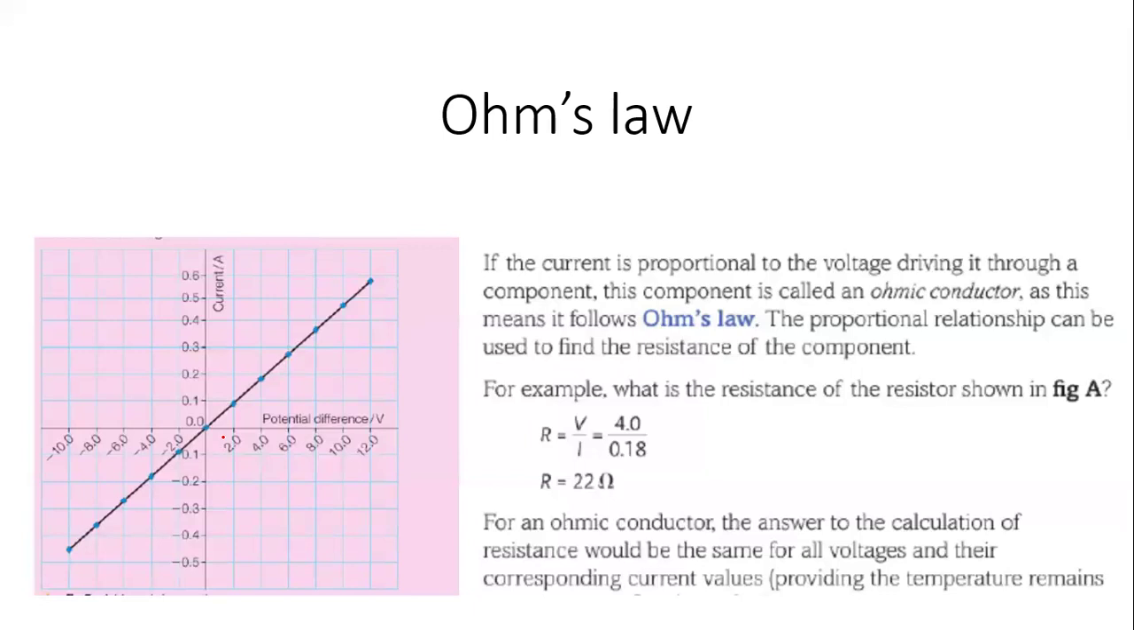Secondly, it has to be going through the origin. That's the criteria. Now, the graphs that we draw are with current on the y-axis and potential difference on the x-axis. That's how we draw them. Why exactly is it like that? The reason is that potential difference is the independent variable and current is the dependent variable.